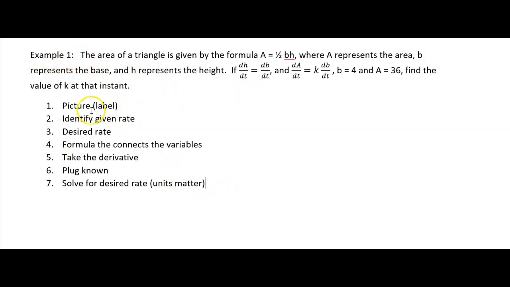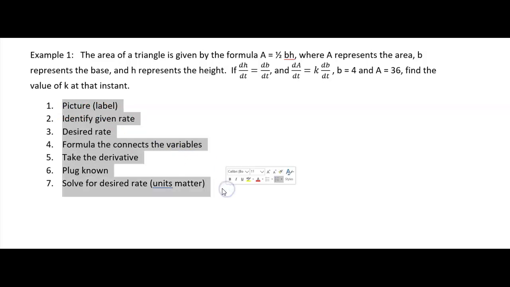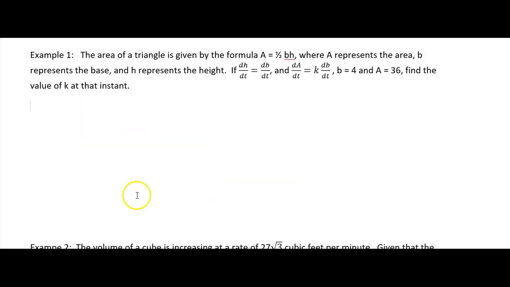It's just that it's definitely presented a little bit differently. But these basic ideas will be present in most of the examples that I'm going to be working out for you. So let's go ahead and begin this one. It says the area of a triangle is given by this. So that's step 4, where you have to find a formula that relates the variables. A represents the area, B represents the base, H represents the height of this triangle.